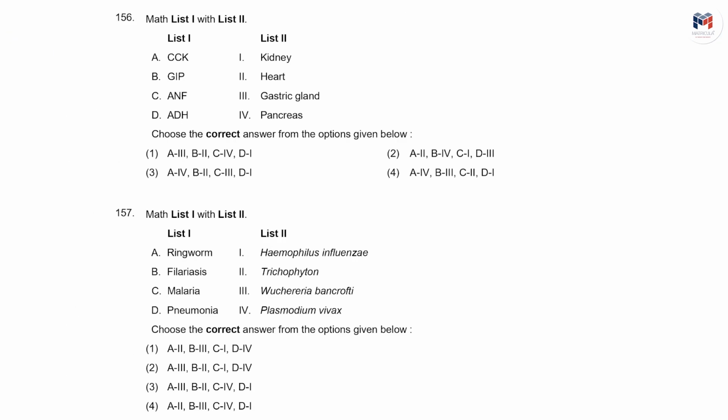Question number 156. Match list 1 with list 2. Choose the correct answer from the options given below. The answer is option number 4. A is matched with 4, B is matched with 3, C is matched with 2 and D is matched with 1. Question number 157. Match list 1 with list 2. Choose the correct answer from the options given below. The answer is option number 4. A is matched with 2, B is matched with 3, C is matched with 4 and D is matched with 1.